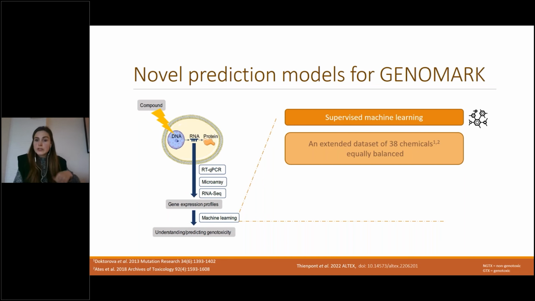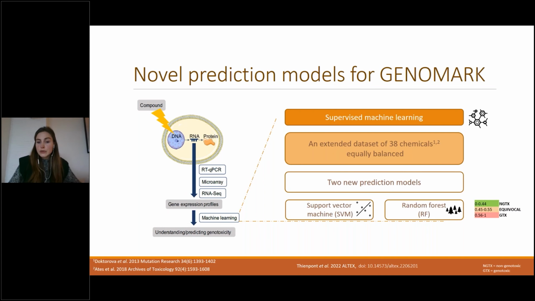We also included the gene expression data of 9 chemicals of the publication of Otis et al. And we generated new gene expression data by PCR for 5 chemicals. So in total, we had an extended data set of 38 chemicals, and 2 different supervised machine learning algorithms were applied on the gene expression data.